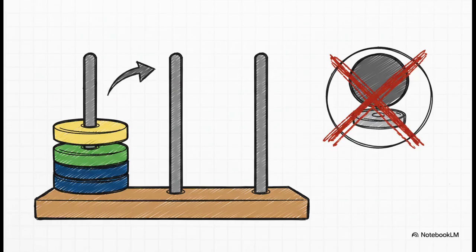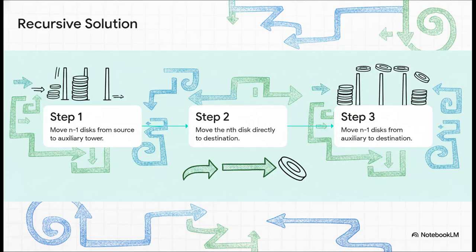of a smaller disk. I'll tell you right now, trying to write a standard iterative while loop to track all these changing rules is an absolute nightmare. But recursion? Recursion handles it beautifully. By simply trusting our recursive assumptions, we can solve this gracefully in just 3 steps.